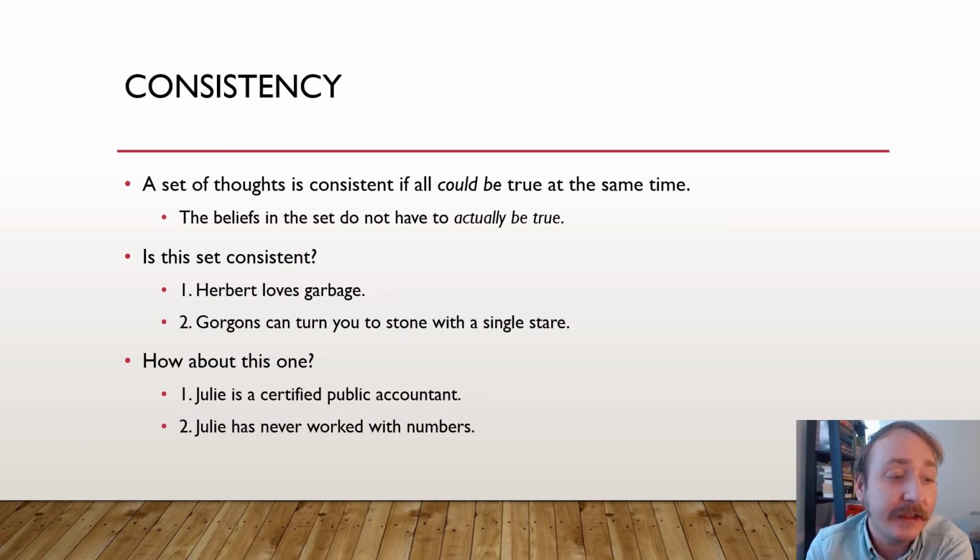As a result, this set is inconsistent, right? If one of them is true, that she's a certified public accountant, the other has to be false, that she has never worked with numbers, and vice versa. And that's what consistency is all about. Could all of the statements be true at the same time, or do they contradict each other?